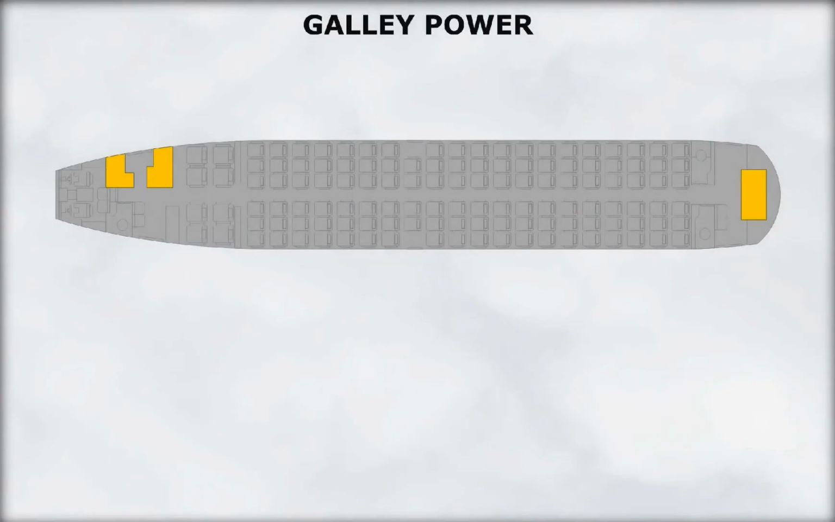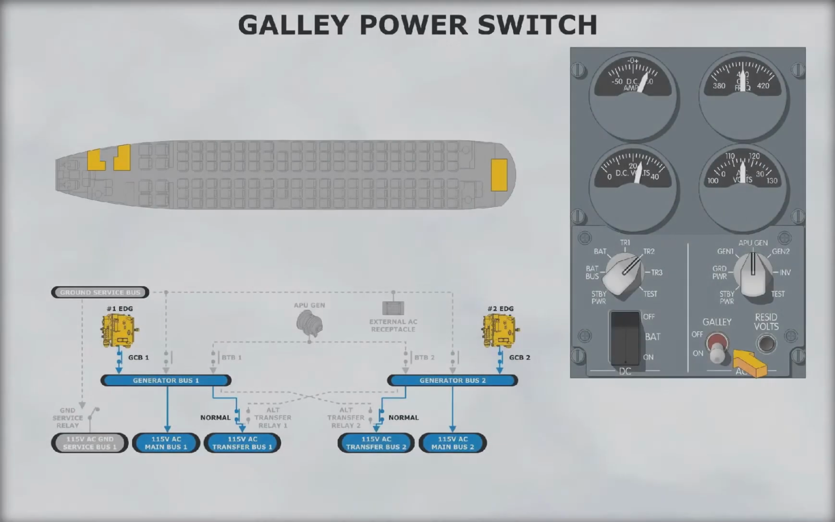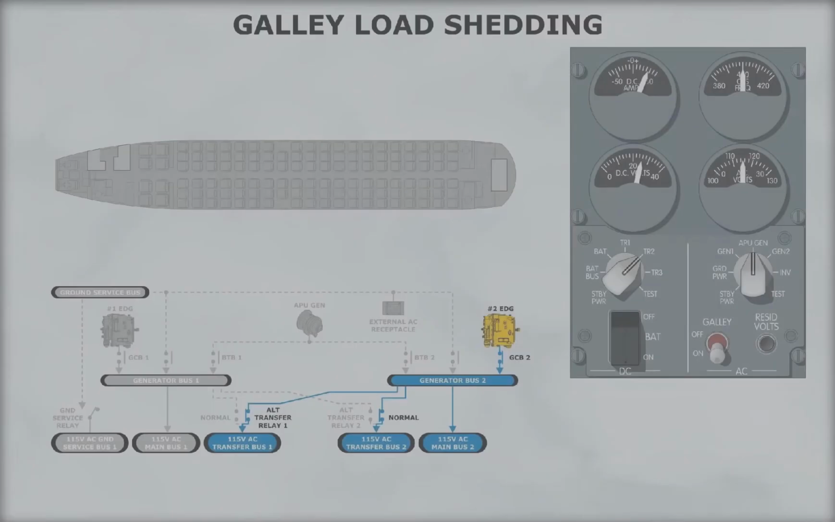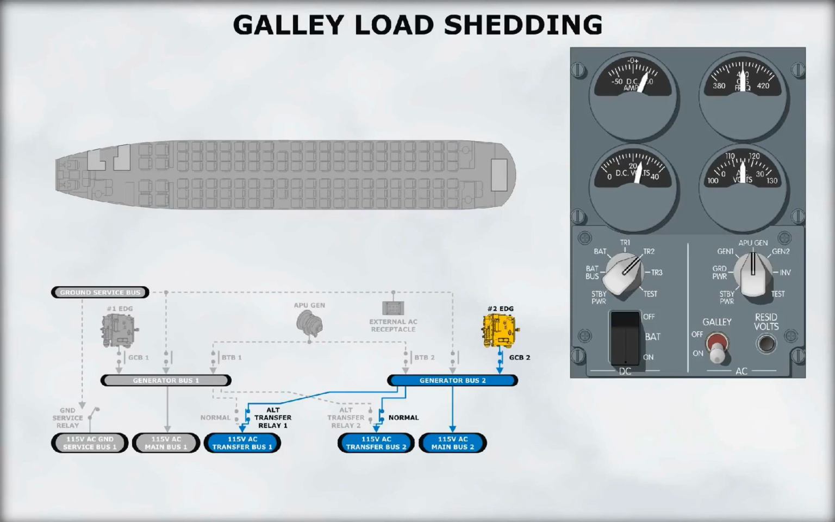Let's look at how the galleys are powered. The galley power switch controls power to the forward and aft galleys. Galley area lighting is not affected. The electrical system incorporates an auto galley load shedding. During single generator operations, all galley power is shed regardless of the position of the galley power switch. This reduces the load on the operating generator to prevent an overload.